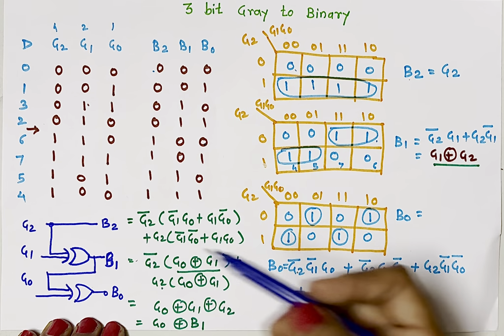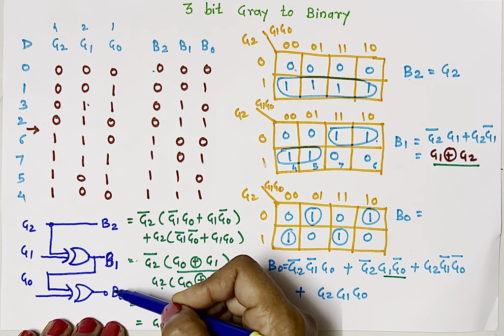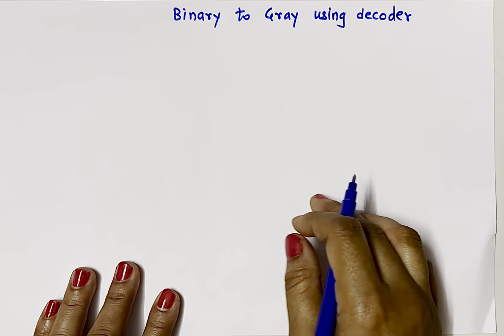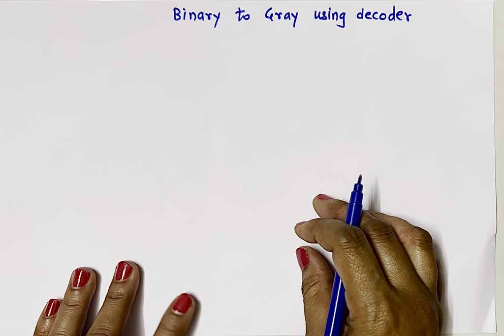In this way I can implement gray to binary code converter using gates. Now let's start with part 2: binary to gray using decoder.